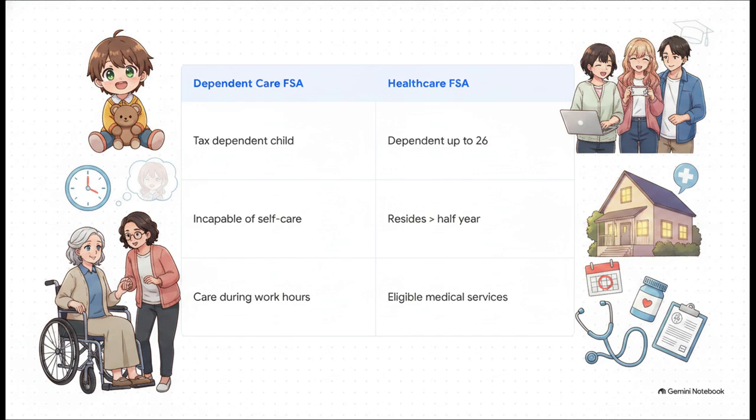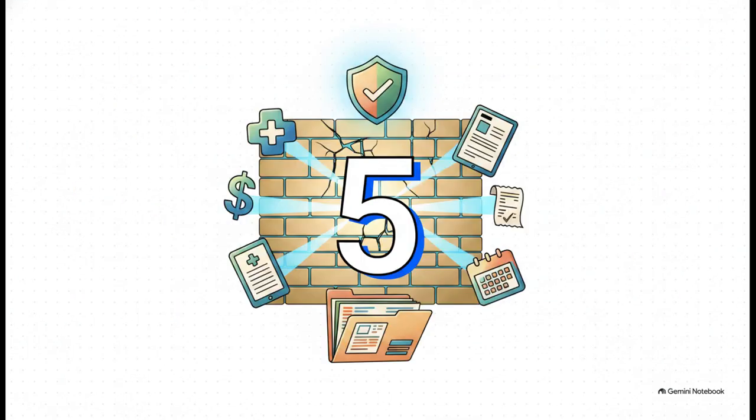And here's the real kicker. The care must be provided during your work hours. Oh, and you can't pay your own older tax-dependent child, say your 19-year-old, to babysit. On the flip side, healthcare FSAs cover eligible medical services for dependents all the way up to age 26 or a qualifying relative who resides with you for more than half the year. If you take away nothing else from this explainer today, please remember this number: 5. This is the rule of 5, and it is absolutely the golden rule for IRS documentation requirements. Without these 5 specific pieces of information, your claim is going to hit a brick wall.